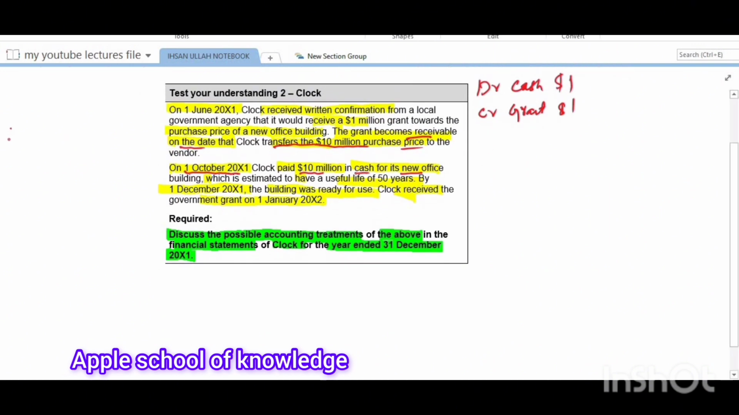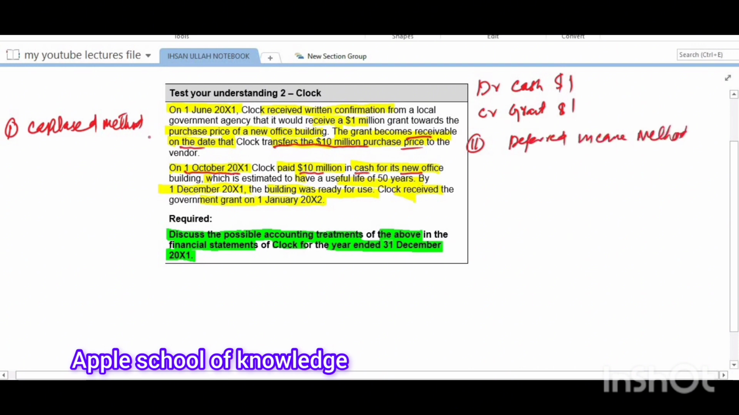One method I will write here is the capitalized method, whichever you want to use. And another method is the deferred income method. First we will do the capitalized method. The building cost was 10 million, and you will deduct the grant, which is 1 million. So the net amount will be 9 million. Clear? Now depreciate this 9 million over the useful life of the asset.